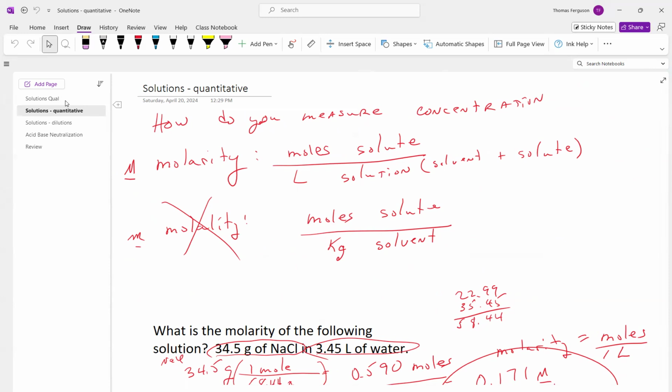What the deal is, when you do something called colligative properties in chemistry, you work only with molality, not molarity. When you're doing acid-base reactions, you're working with molarity, not molality. That's a 1A, 3A topic, not a Chem A topic. So we're not going to do anything with molality in here, just molarity.